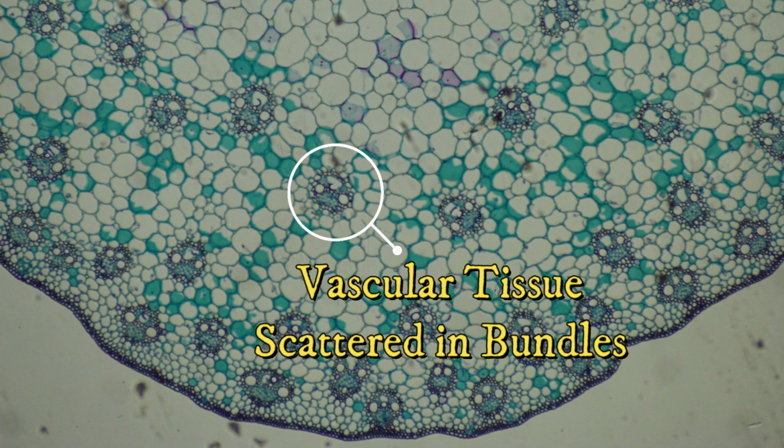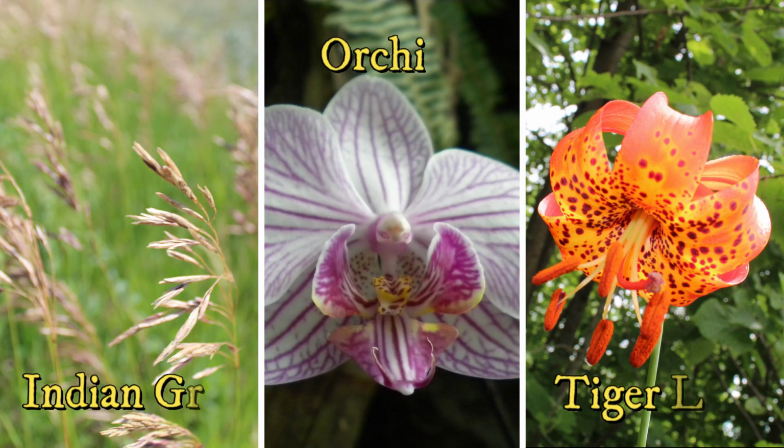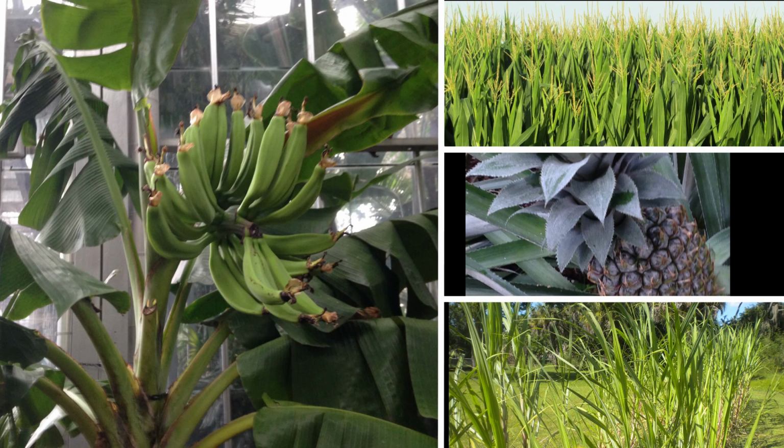Monocots have vascular tissue scattered throughout the stem cross-section, but form an organized ring in the root surrounding pith tissue. Example monocots include grasses, orchids, true lilies, and palms. Foods such as cereals, rice, corn, sugarcane, bananas, and pineapples are all examples of monocots.